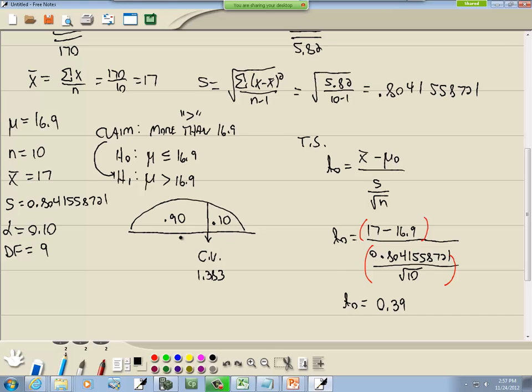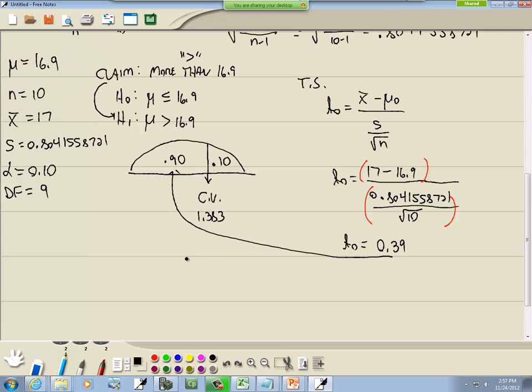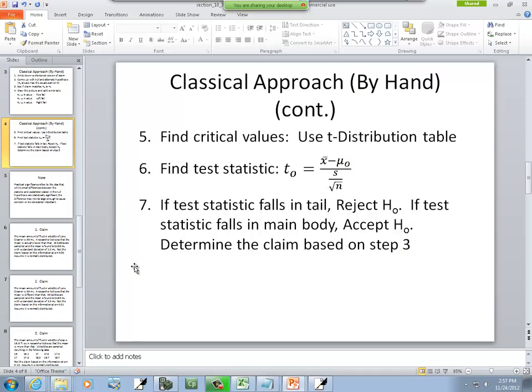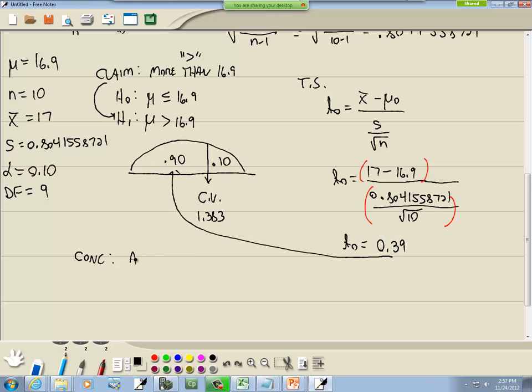Okay, this is the number line. Here's 1.383. 0.39 would fall over here somewhere. So for a conclusion, our test statistic falls in the main body. If the test statistic falls in the main body, you accept H naught. So you accept H naught, and that means we're going to reject H1 because they're opposites of each other. Now, since our claim matches H1, whatever we say about H1 is what we say about our claim. We rejected H1, so that means we reject our claim.